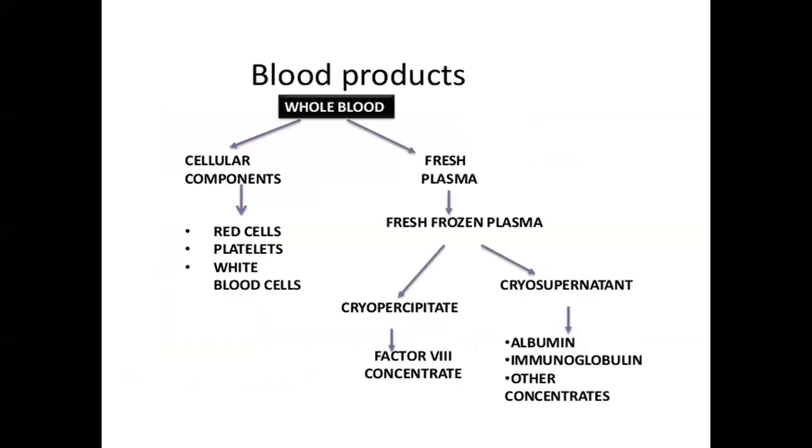So as I said, from whole blood you get the cellular components. These are the red blood cells, platelets, and white blood cells. Then you get the liquid component from the fresh plasma. This will give us the fresh frozen plasma. I believe you have seen it being used in the hospital. Then cryoprecipitate. This cryoprecipitate is rich in factor 8 concentrate. This is the coagulation factor I'm talking about. Then, if you let it thaw, you get a supernatant that would be rich in albumin, immunoglobulin, and also other coagulation factor concentrates. So when you don't need specifically factor 8, we can use the cryo supernatant because it will give us the other factors that are found in the plasma.